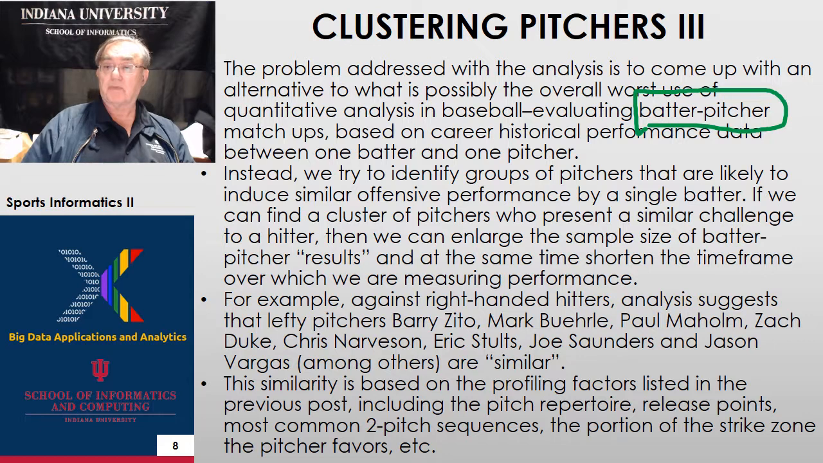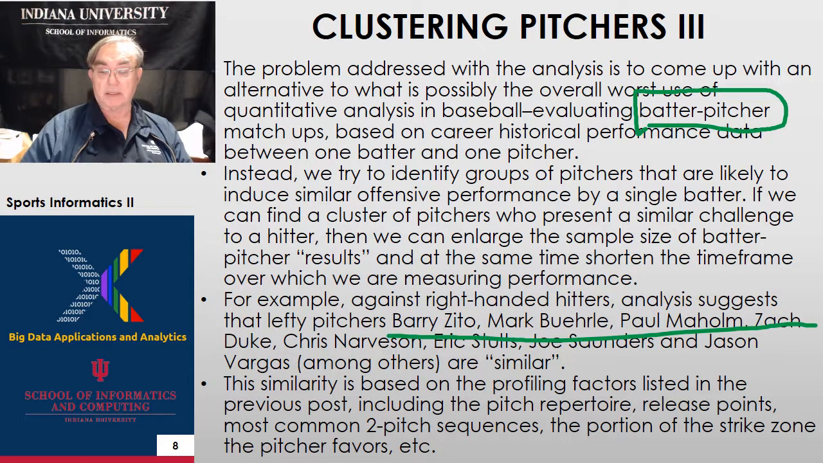And one way of doing this is to look at the previous record of the pitchers versus the batter, and what this analysis is trying to do, a recommender engine effectively, is define for a given pitcher which pitchers are similar. So here it says these pitchers here are all pretty similar against right-handed hitters, and that's based on this profile. So you look at the profile that's represented by a feature vector.